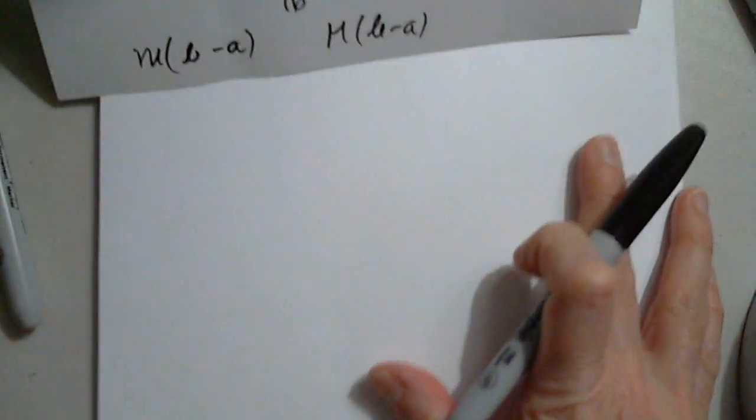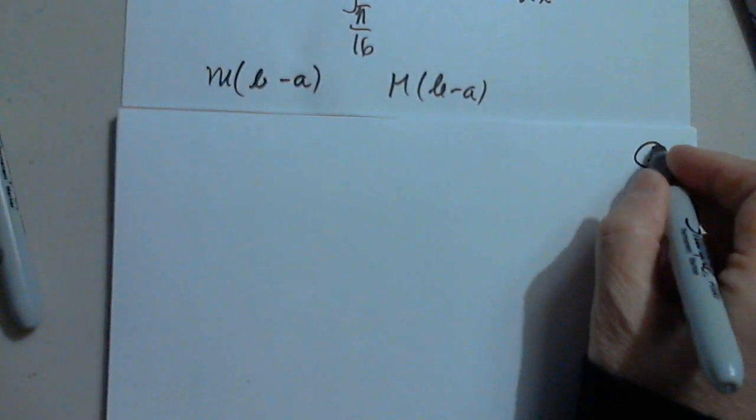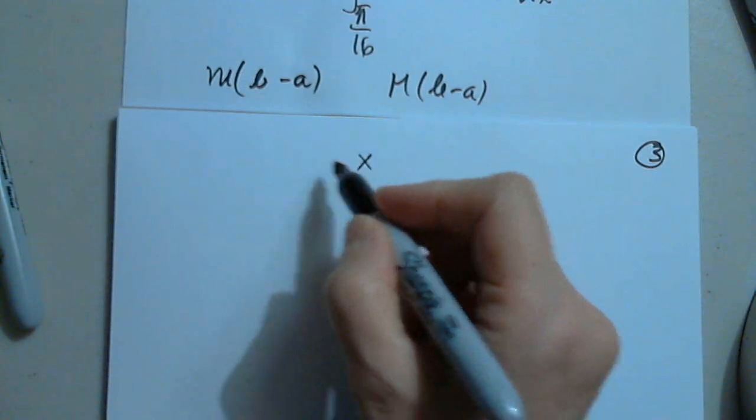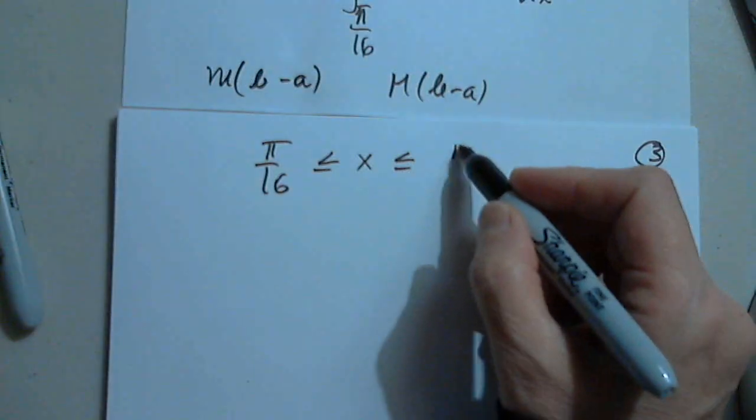So the interval for x is between pi over 16 and pi over 12.